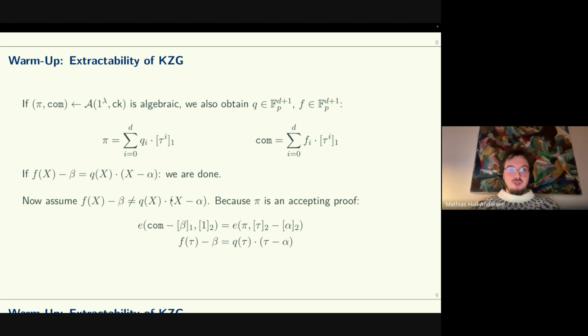So let's start by observing that if pi is an accepting proof, then when I evaluate q at tau, I recover pi, right? Just by definition. This is the equation that must hold in the pairing. So when I evaluate q at tau, I must get back pi.